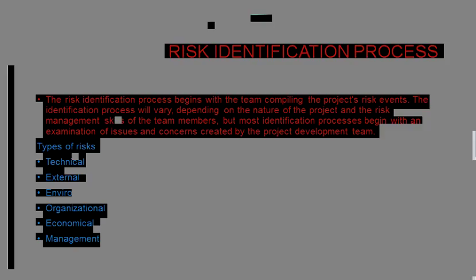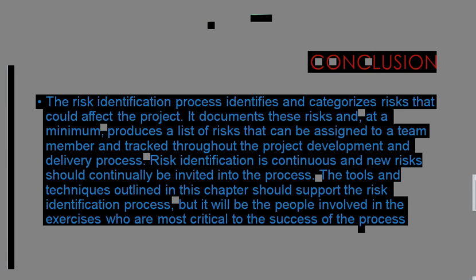Here are some types of risks. It might be technical or external, environmental, organizational, economical, management. People, maybe like choosing the right people for the project. These are all factors that might affect the project. Here is the cycle of the process. We first identify, review, and then control, and then we evaluate, and then we go back. It's a cycle of the process.